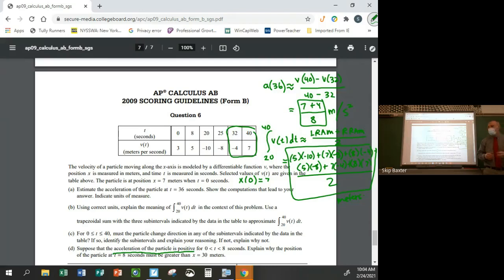That's exactly it. So here's what I would write. I would say since A of t is positive, v of t is increasing on the interval from 0 to 8.